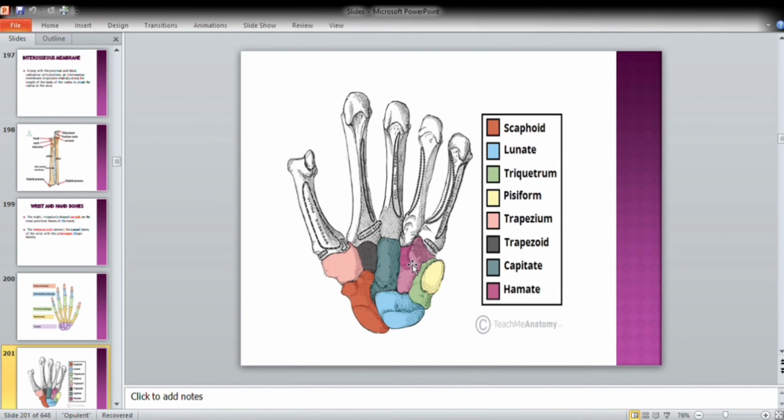This is how you learn the bones. Scaphoid, lunate, triquetrum, and pisiform. Trapezium, trapezoid, capitate, hamate. So these are the bones of the hand, and you have to learn these bones. Remember the colors. The first one here is the scaphoid, and above the scaphoid lies the trapezium. Okay, and here is the pisiform, and here lies the hamate. The pisiform is located above almost the triquetrum.